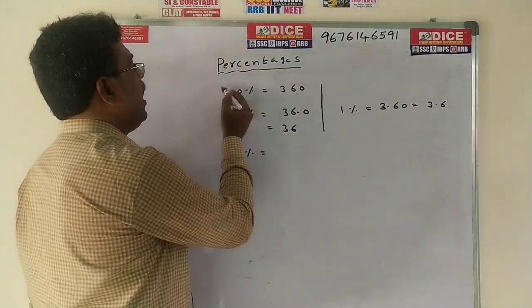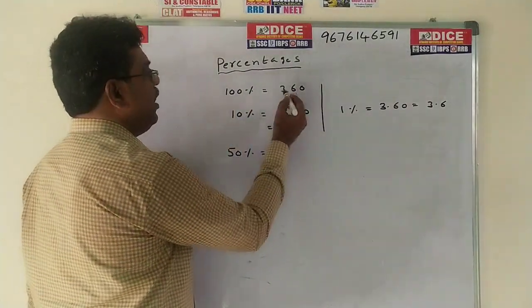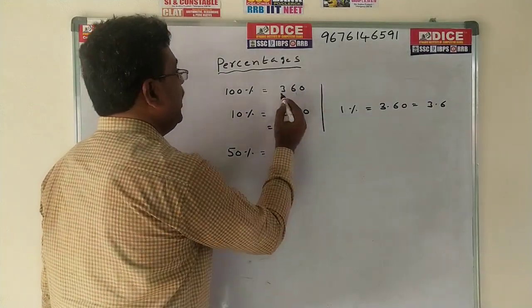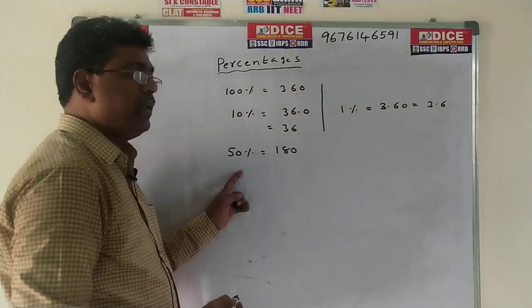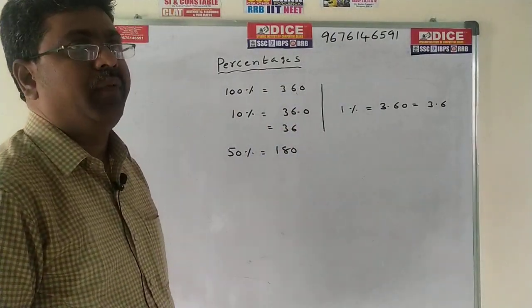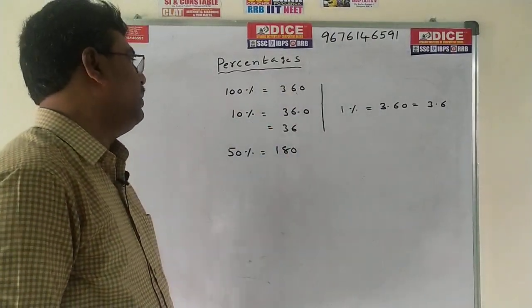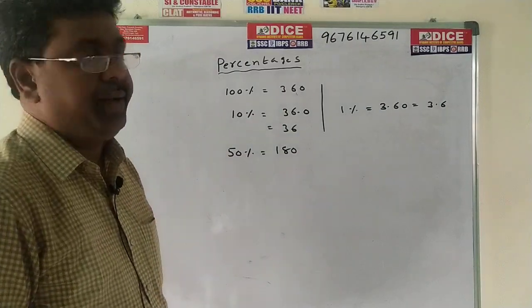Suppose you want to find the 50% value. 50% means half of this value. Half of this value means nothing but 360 by 2, and the value is 180. 50% means half of that value, which is equal to 180.